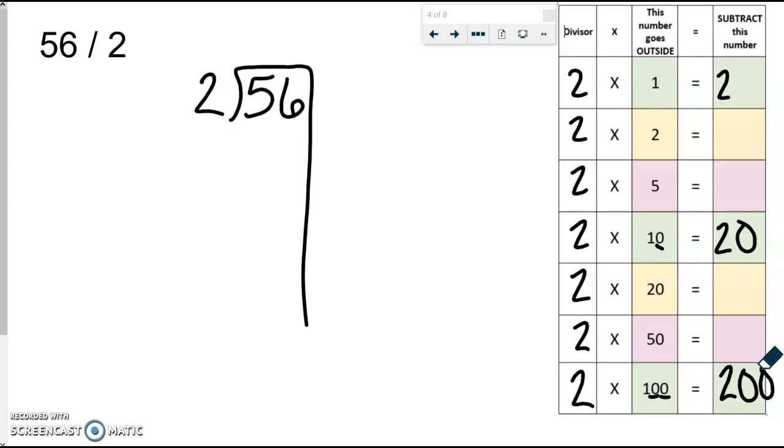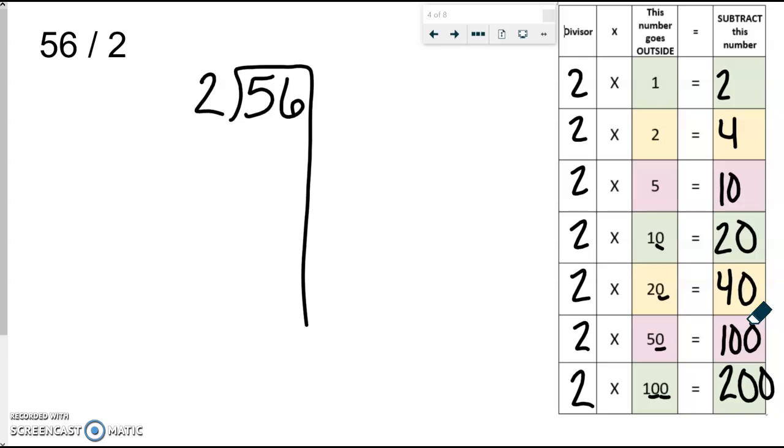Let's go ahead and do the yellow. 2 times 2 is 4, so 4 goes in both my yellow boxes. But I see that 20 has a 0, so I'm going to add a 0 as well. Pink box, 2 times 5 is 10, so I'm going to put a 10 in both of my pink boxes. But I see 50 has a 0, so I'm going to put a 0 as well.